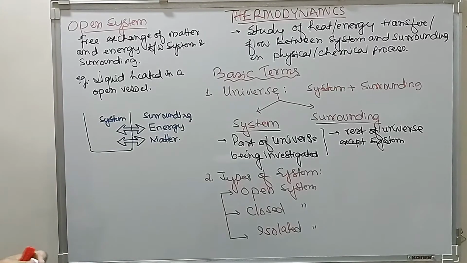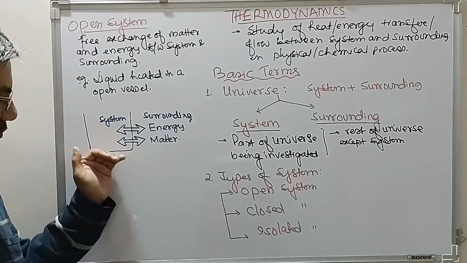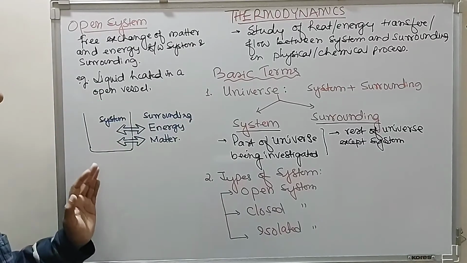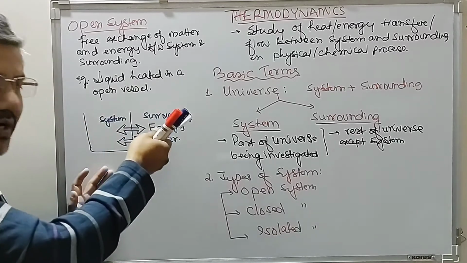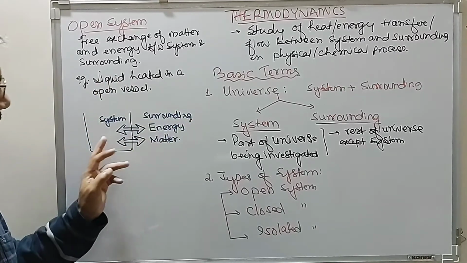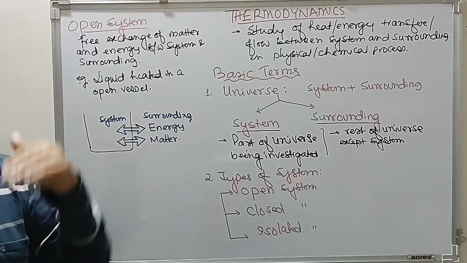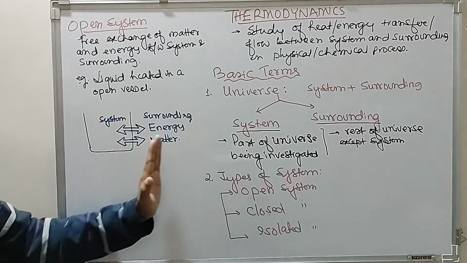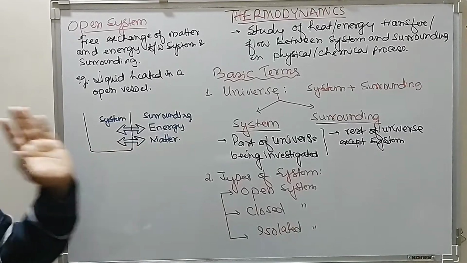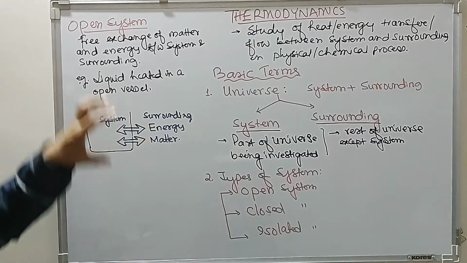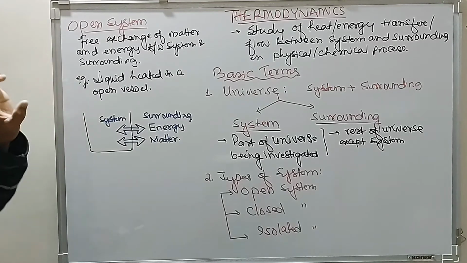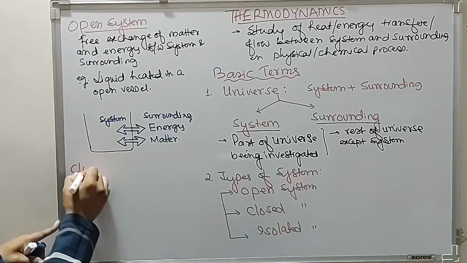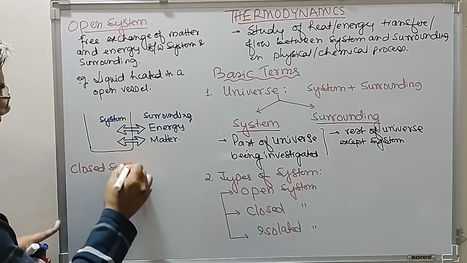When we heat this container, we can increase or decrease the energy. If you cool the system, energy will decrease. If you heat the system, energy will increase. Accordingly, if we heat this, some of the particles will escape out. As the particles escape, the quantity of matter inside this system will increase or decrease depending on the change in temperature. So there is free exchange of energy and matter between the system and surrounding. That type of system is what we call an open system. Now coming to the second, the closed system.